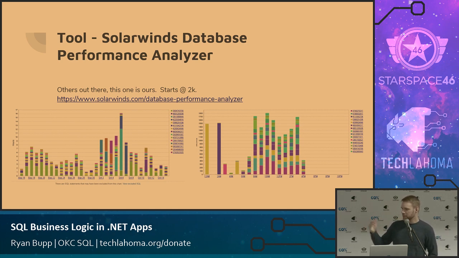Actual trending and keeping statistics on things and knowing that, gee, this thing used to take 0.1 milliseconds and now it's taking 5 seconds and I'm calling it 100 times an hour, it just makes it very, very easy. And that runs, I think it retails about $2K. I think we got it cheaper for a server license.